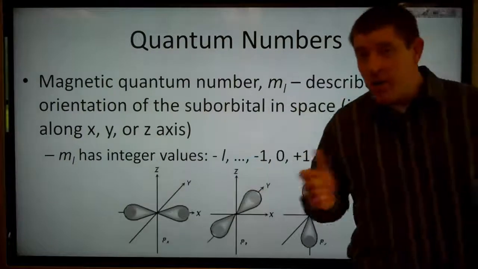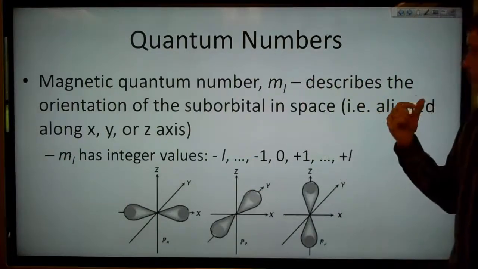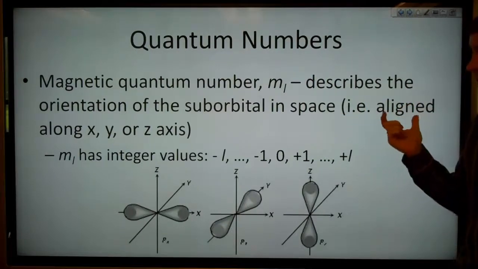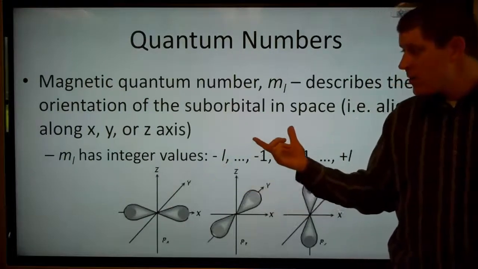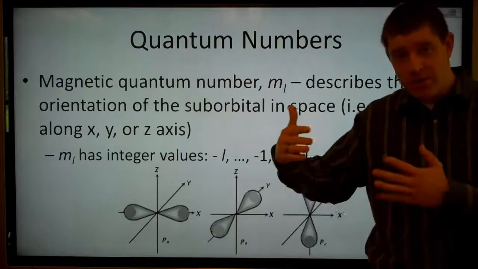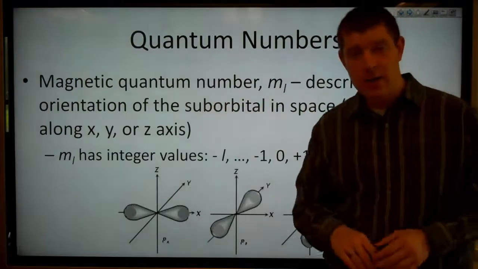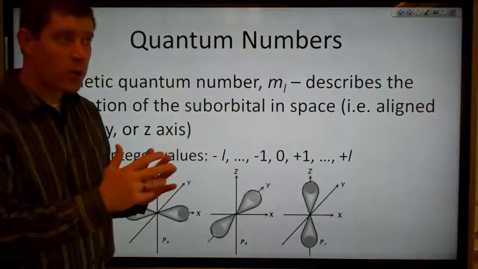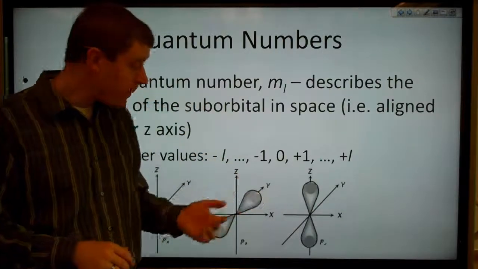So the next quantum number, the magnetic quantum number m sub L, describes the orientation of our suborbital in space. So whether it's aligned along the x, y, or z axis. Now, there is no real x, y, or z axis within the atom. We're just sort of picking one arbitrarily and saying, oh, well, this is the x, and this is the y, this is the z, right? But they're mutually perpendicular, so there's a 90-degree angle between any two of them.